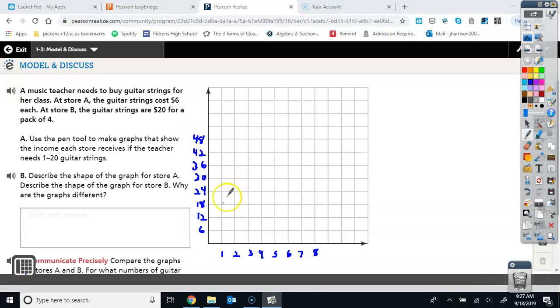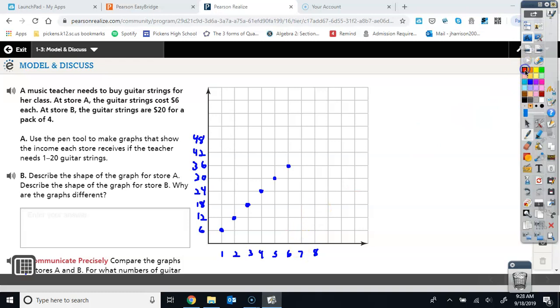So if she buys 1 pack of strings, store A makes $6. If she buys 2, they make $12. If she buys 3, they make $18. If she buys 4, they make $24, and so on. Basically, you have y equals $6 times x, the number of packs of strings.